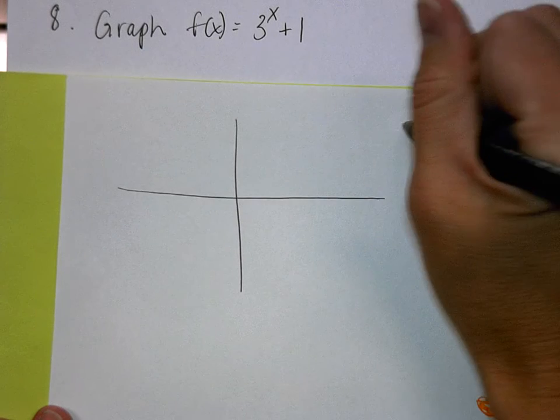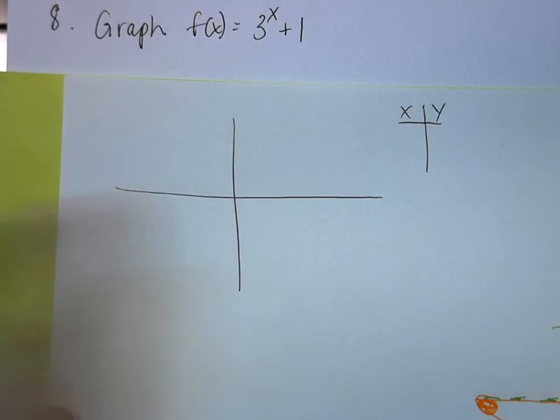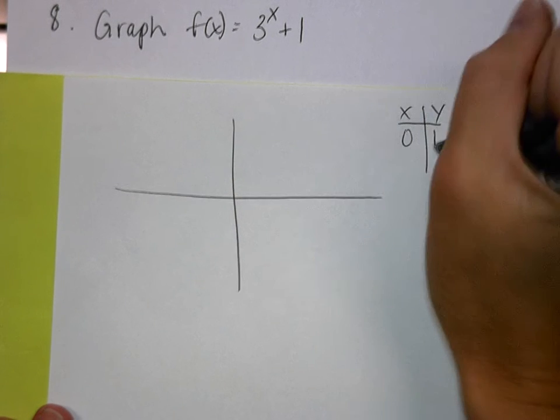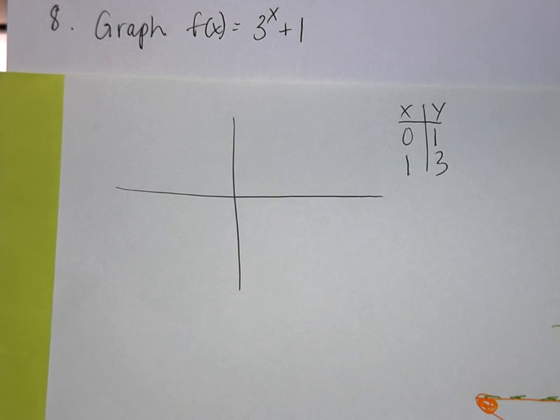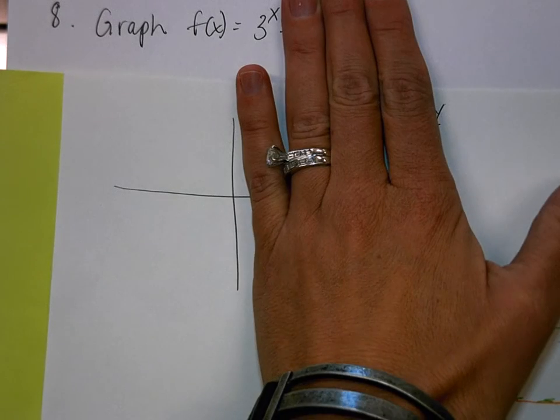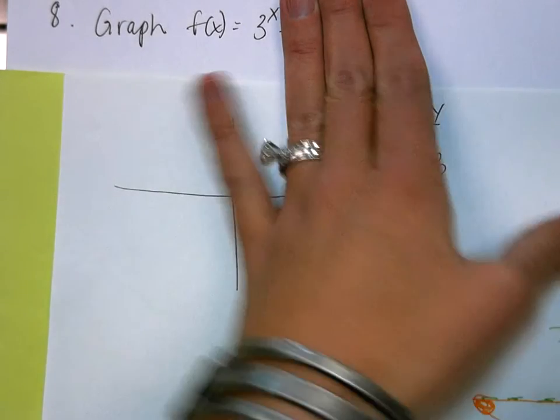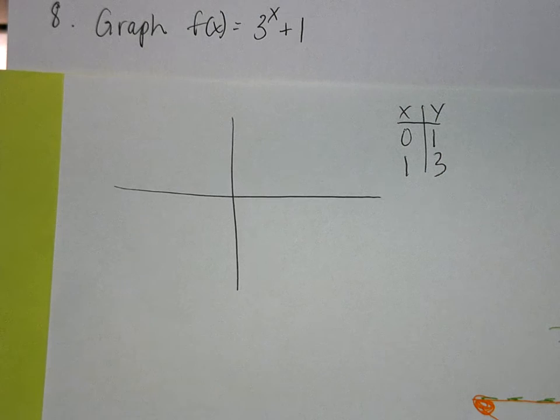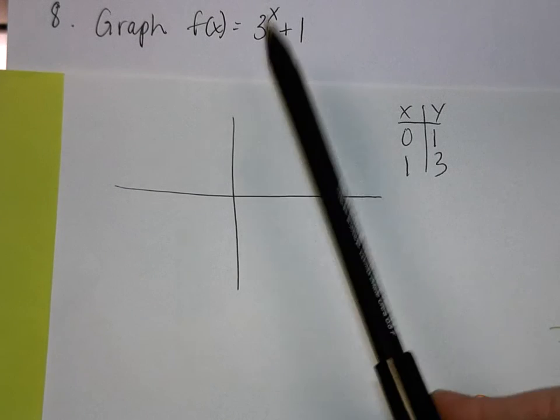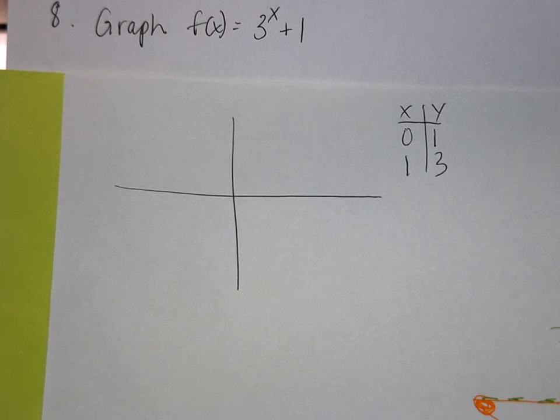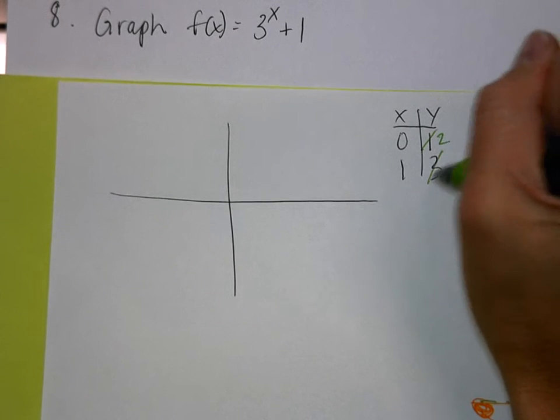Remember that our original function without any shifting, we'd have one point at 0, 1 and one at 1, 3. Do we agree with that? I'm just going to talk about it if we're just looking at 3 to the x. So if we're just looking at 3 to the x, this would be my function. But then this plus 1 means what? Shifting it up 1. So what it really means is this is going to change to a 2 and this is going to change to a 4.